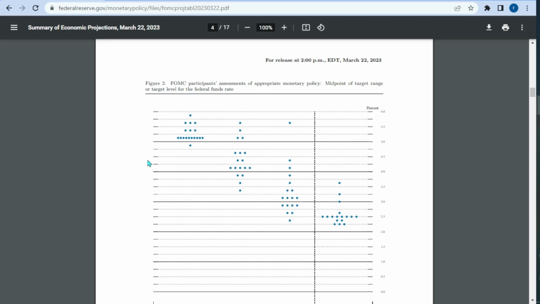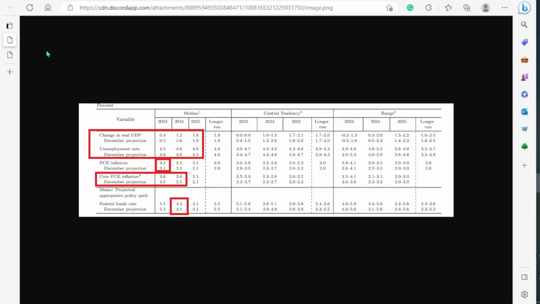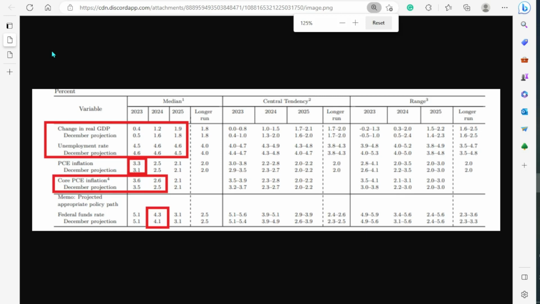Now I'm going to go ahead and show you my annotated notes. Let's pull that up. Let me just zoom in for you guys here. Now this is the first thing that I like to look at, and I think it's the most important. They give us this little table right here. Let me show you what this table shows you. It shows you change in real GDP, unemployment rate, PCE inflation, core PCE inflation, and the Fed funds rate, which is arguably the most important part.